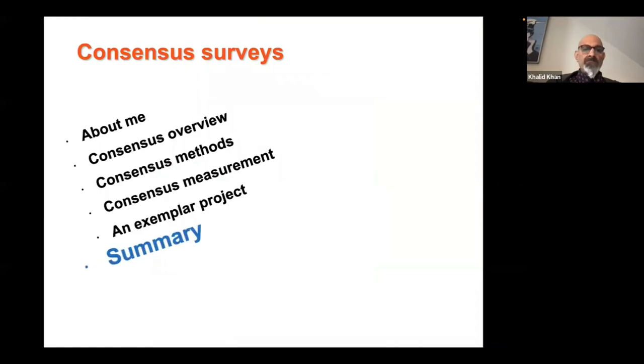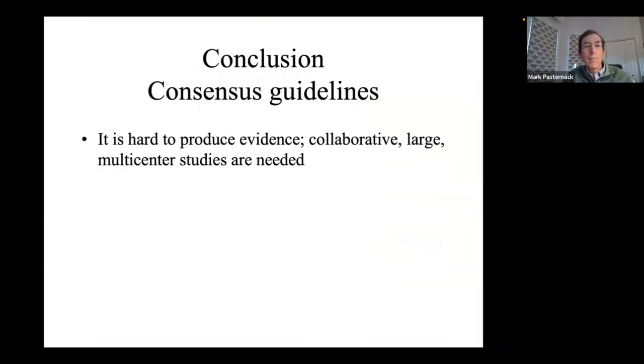So, in summary, it's not hard to imagine that producing a collaborative consensus when large multi-center studies do not exist is a hard task. In the case of the clinical trial integrity consensus, it took us over 6 months. And you can see that it took a further 9 months for peer review, comments, and final acceptance of the manuscript.